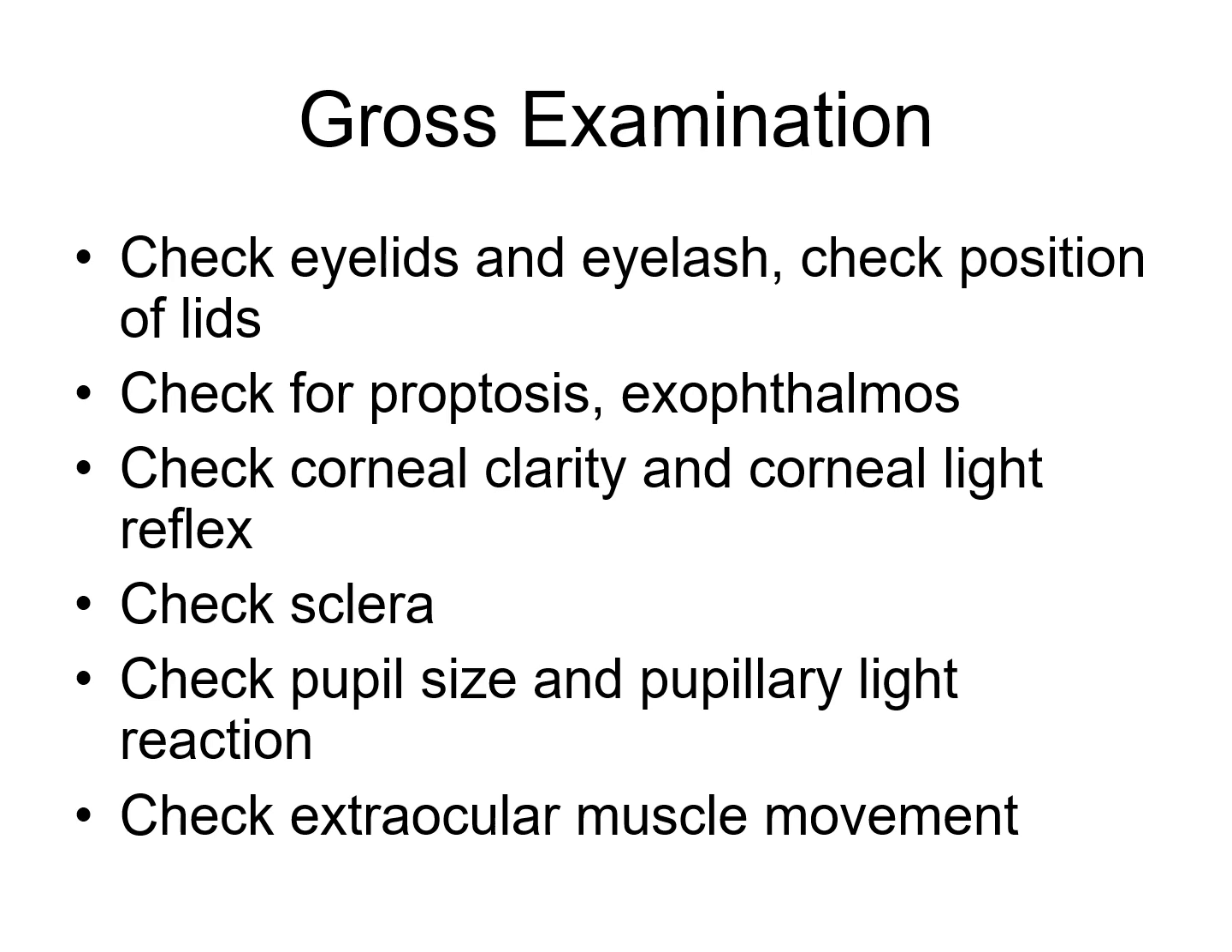We then proceed to check the patient's cornea for its clarity. We check the patient's sclera if there is any ectasia or any hemorrhages present. We check the patient's pupil size and pupillary light reaction. We then check the patient's extraocular muscle movement.